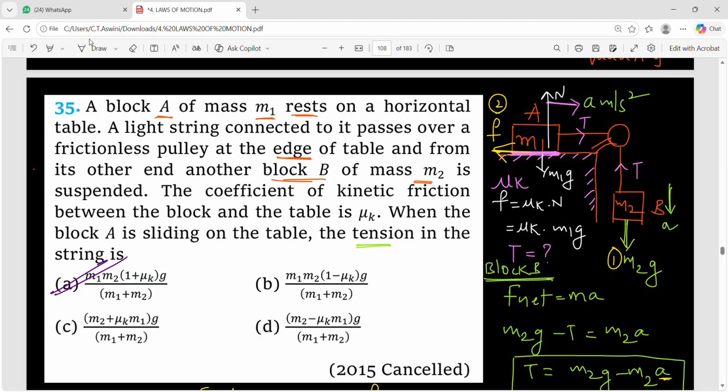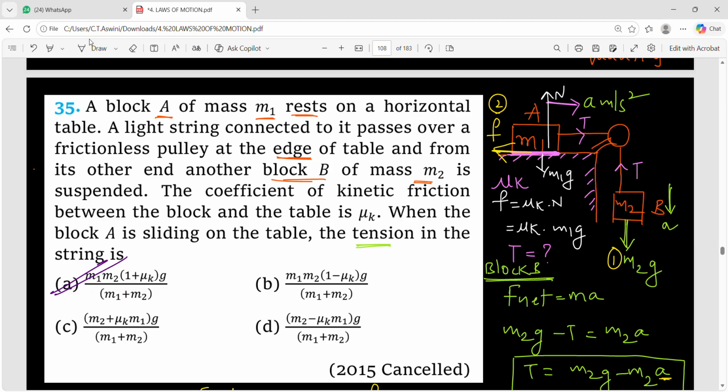Block B moves down because of its weight. Frictional force is acting in opposite direction. So what is the net force? You know, right? m2g minus f. So find out the acceleration. Just substitute that value in the tension equation. And how do you find the tension?